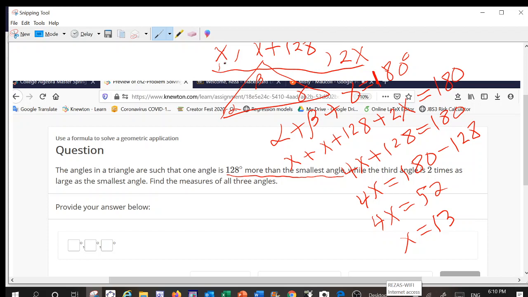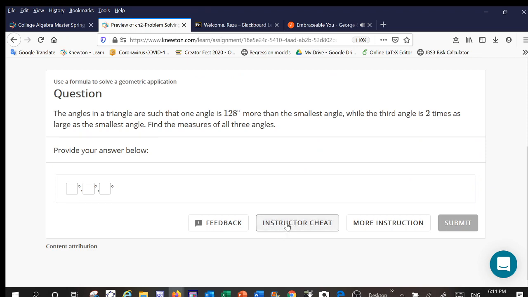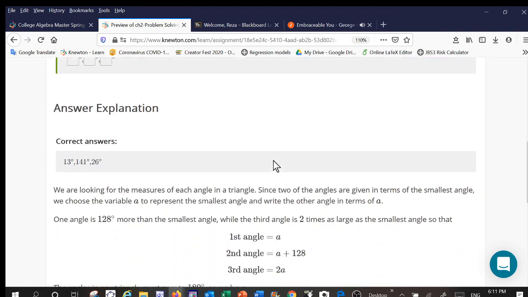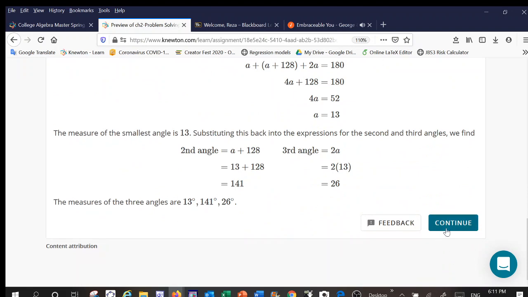So if this is 13, this would be 13 plus 128, and this one would be 2 times 13. So those are the 3 angles of the triangle. And we have them right here. 13, 141, and 26 are the 3 angles.